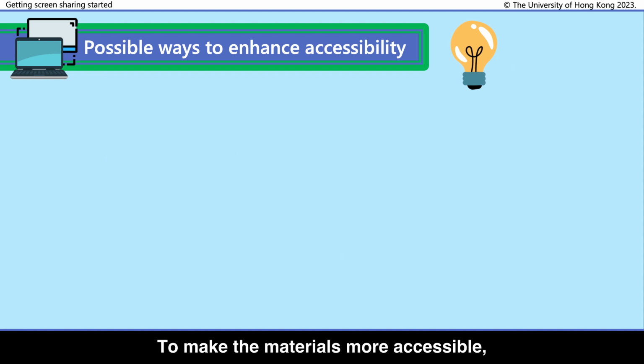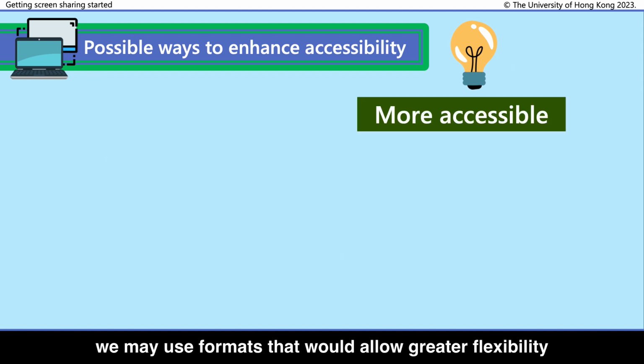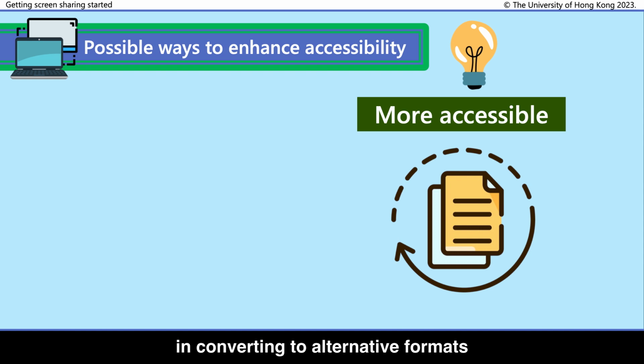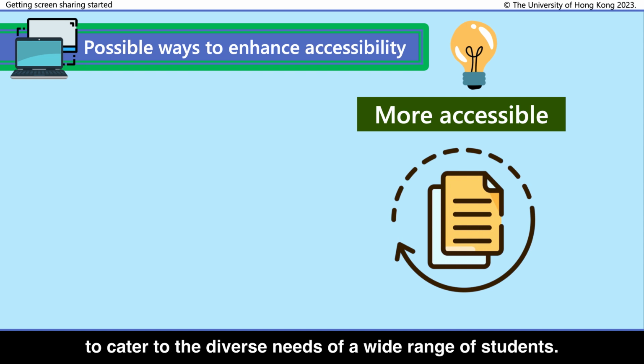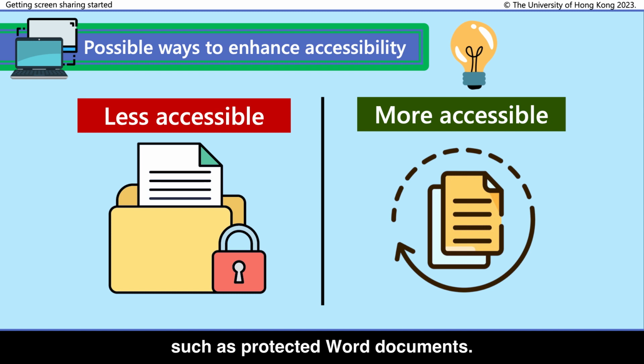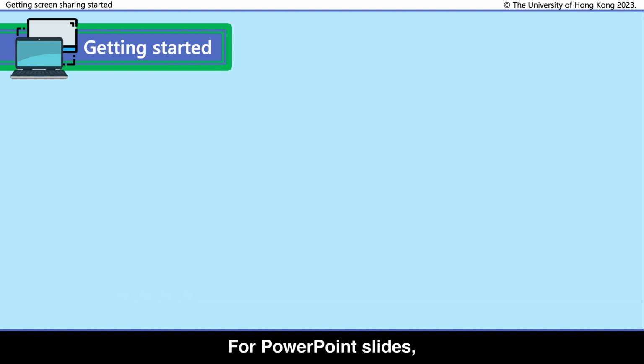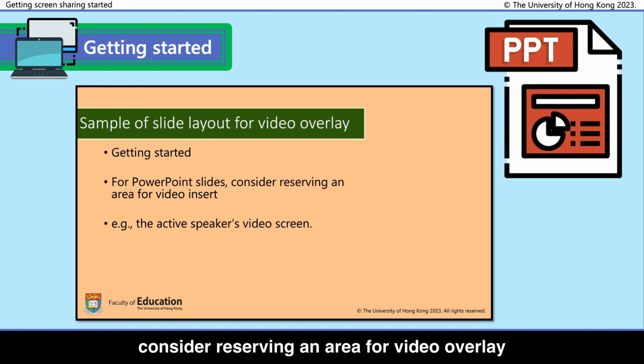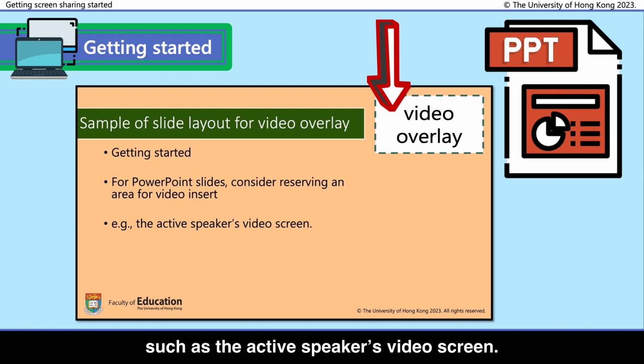To make the materials more accessible, we may use formats that would allow greater flexibility in converting to alternative formats to cater to the diverse needs of a wide range of students. Avoid providing material only in formats that students cannot easily adapt, such as protected Word documents. For PowerPoint slides, consider reserving an area for video overlay, such as the active speaker's video screen. This avoids obscuring content when inserting the speaker's video screen.